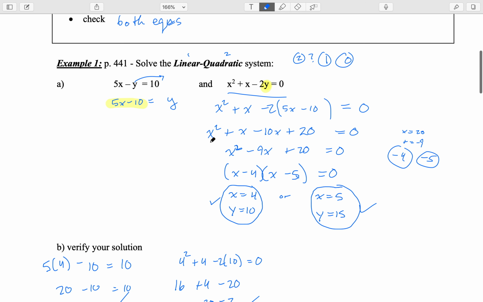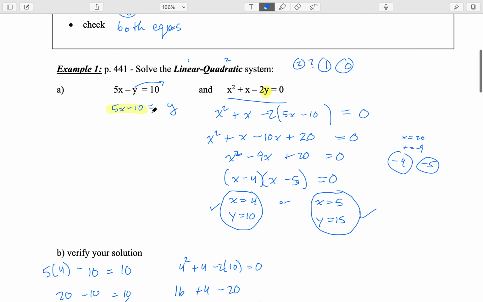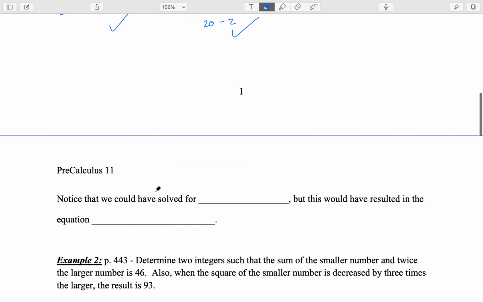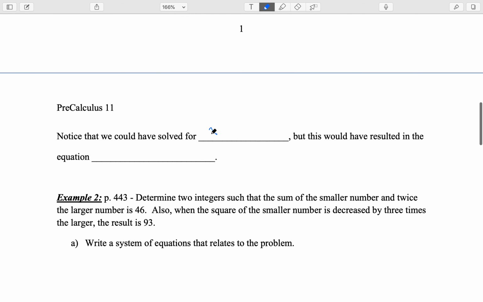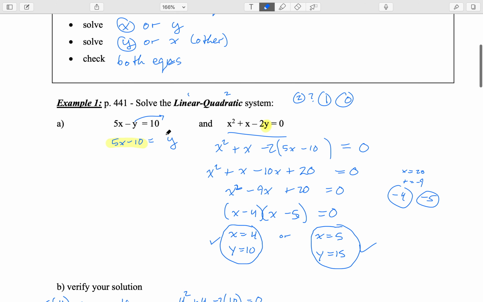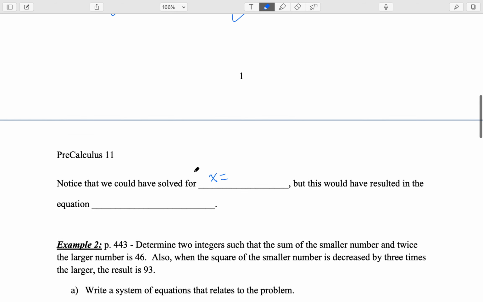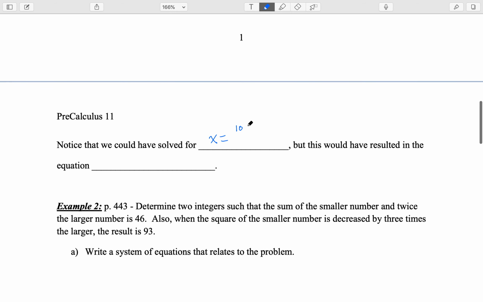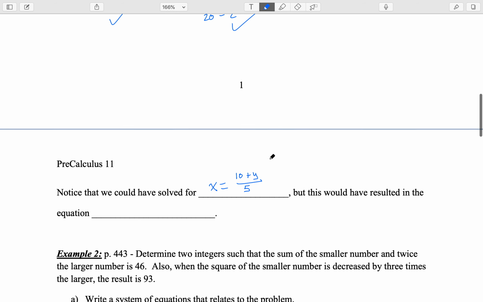Now, here's the thing. Notice I solved for y equals, right? I could have solved for x equals. I had a choice. And you could either do it in this one or this one. You know, go for the easier one. Had I solved for x equals, I would have had 5x is equal to, I'll move the y over, 10 plus y, and then I want to divide by 5, right? I could have solved for x is equal to 10 plus y, all divided by 5. And then what would my answer have been?